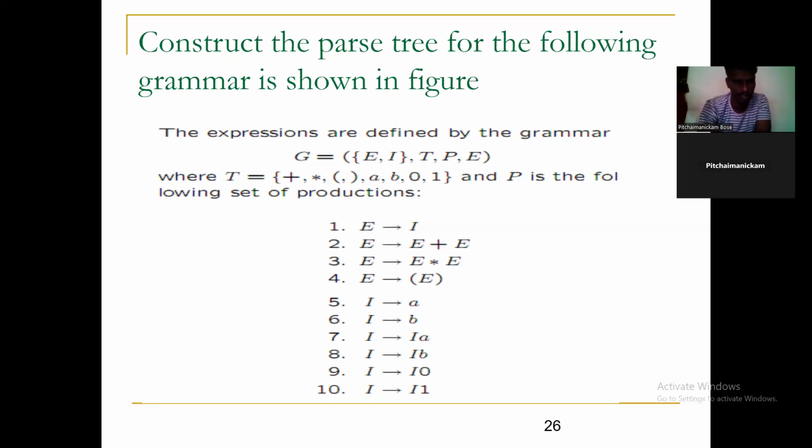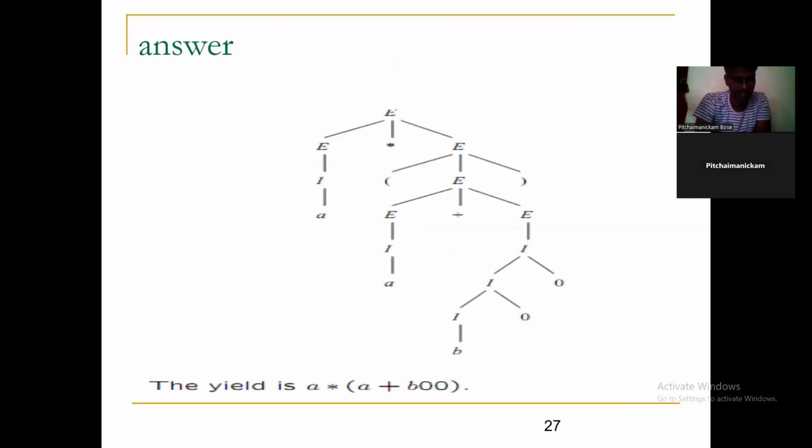Now we are going to discuss the parse tree or the derivation tree. First we take the start symbol E. E can be derived as E star E. Again, E can be replaced with I and I can be replaced with a. After this, E star a is coming. Again, E can be replaced with (E) within brackets. Again, this E can be replaced with E plus E. Again, this E can be replaced with I. I derives a. Here E derives I. Again, I can be replaced with I0. Again, I can be replaced with I0. Again, I can be replaced with b. So we get a star within brackets of a plus b00, and close bracket.